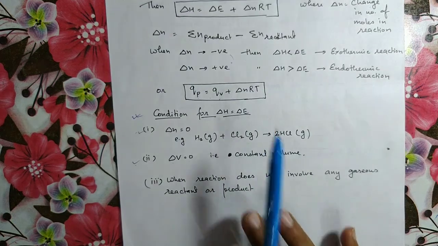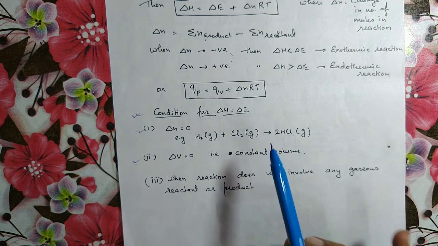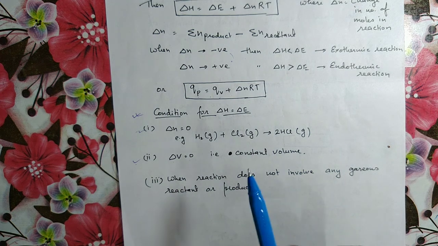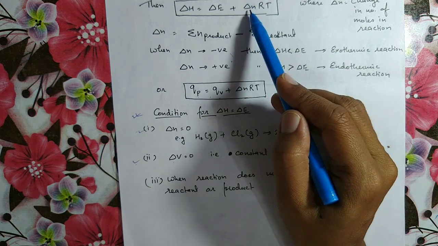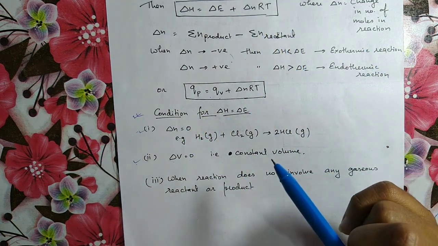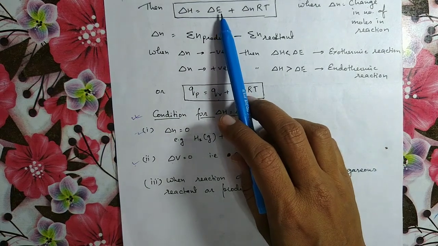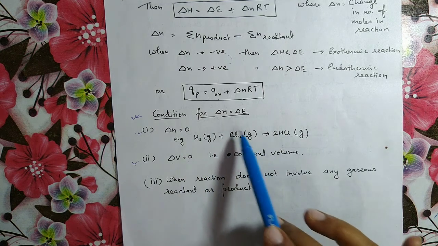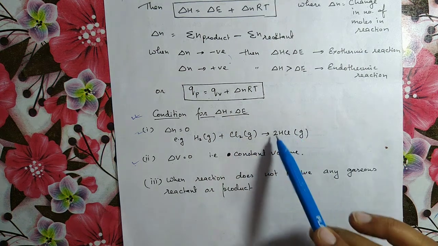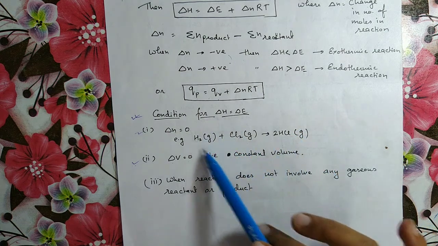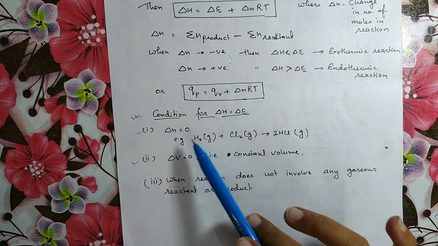Then come to the condition for ΔH equal to ΔE. In which condition will this change in enthalpy be exactly equal to the change in internal energy? What will be the condition? The first condition is Δn is 0. In that case, if Δn is 0, it means the total number of moles of product is equal to the total number of moles of reactant in the reaction, then ΔH is equal to ΔE. For example, in this case, 1 mole hydrogen molecule and 1 mole chlorine molecule will give 2 moles of HCl. The total number of moles in product is 2, and the total number of moles in reactant is 2, and the change in number of moles is 0.